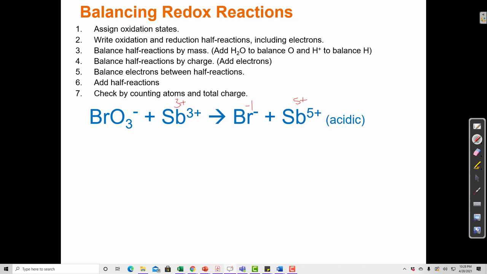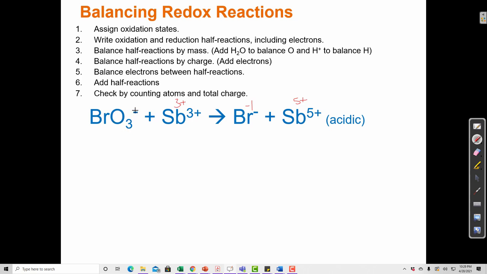Now let's look at this one. Oxygen, in almost every compound, oxygen has a -2 oxidation state, unless oxygen is bonded to an element that is more electronegative than itself. In this case, oxygen is bonded to bromine, which is not more electronegative, so we can assume that oxygen has an oxidation state of -2. Since there are three oxygen atoms, that gives us -2, -4, -6. So three oxygen atoms gives me a negative oxidation number of -6.